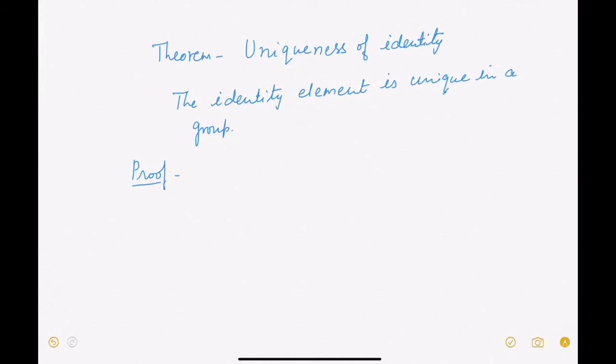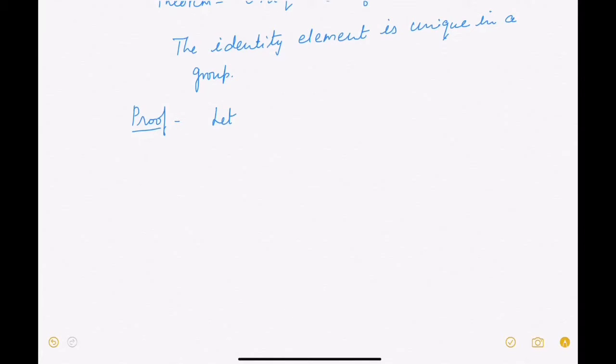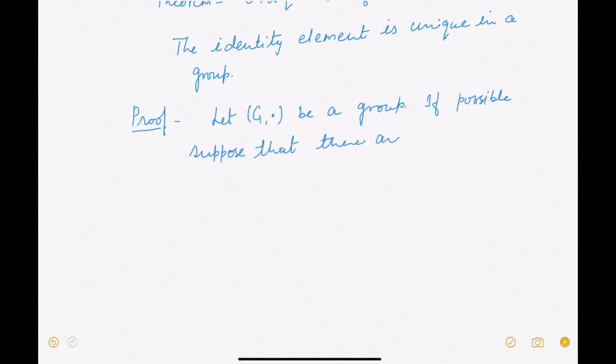So proof: let (G, ·) be a group. If possible, suppose that there are two identity elements in G. Say E and E dash, or E prime.